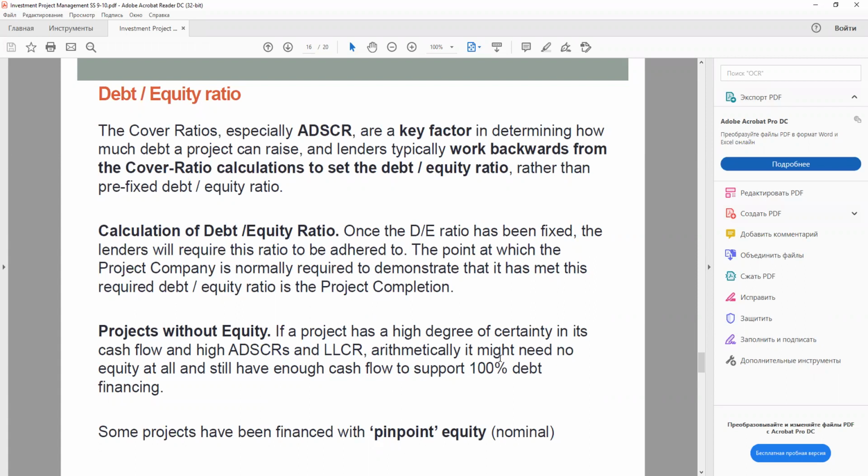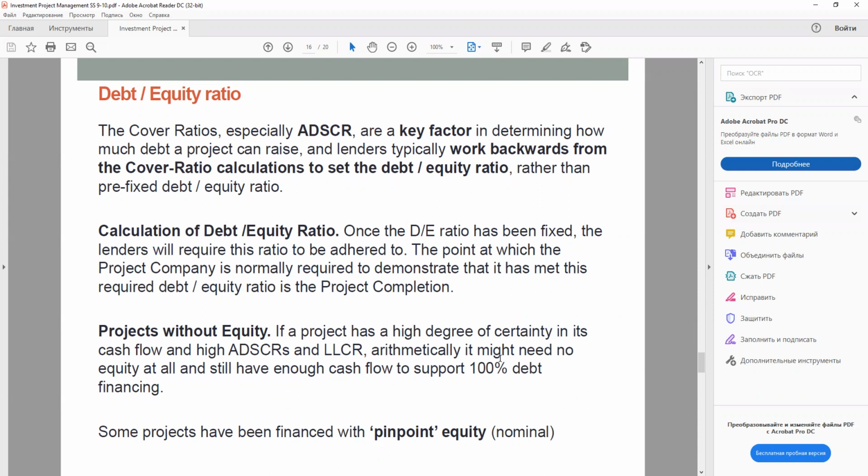Therefore, lenders typically work backwards from the cover ratio calculations to set the debt equity ratio, rather than prefixing the debt equity ratio. Following pretty much the same procedures as in the previous example, from your debt coverage ratios you can understand how much debt you can employ, and that finally will lead you to the debt equity ratio. Having said that, the debt equity ratios which result from cover ratio calculations reflect the risk of the project. The higher the required cover ratio, the greater the safety margin for lenders.